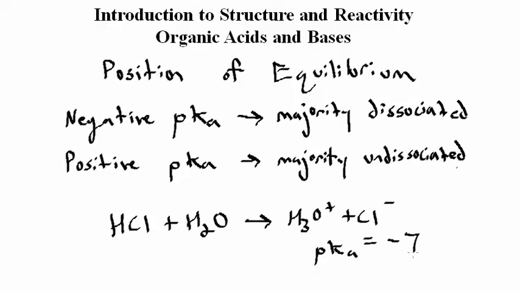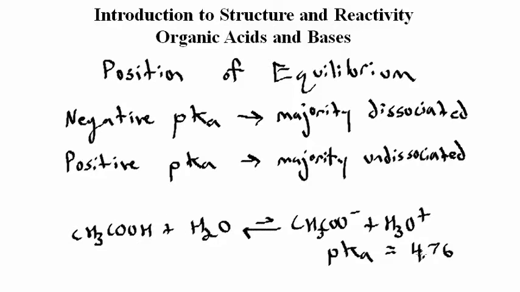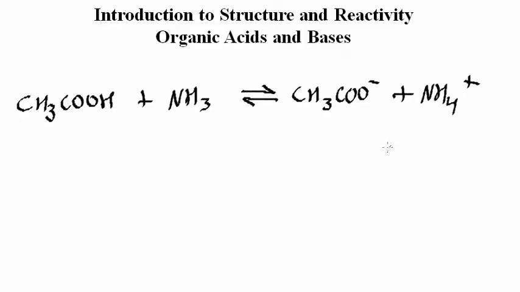HCl, for example, a strong acid, has a pKa of -7, and it's almost completely dissociated at equilibrium in aqueous solutions. Therefore, the major species present at equilibrium are H3O+ and Cl-. Acetic acid, on the other hand, which is a weak acid, has a pKa of 4.76, and so the major species present at equilibrium in aqueous solutions are the acetic acid, or the protonated molecules. In those previous examples, water is the base.